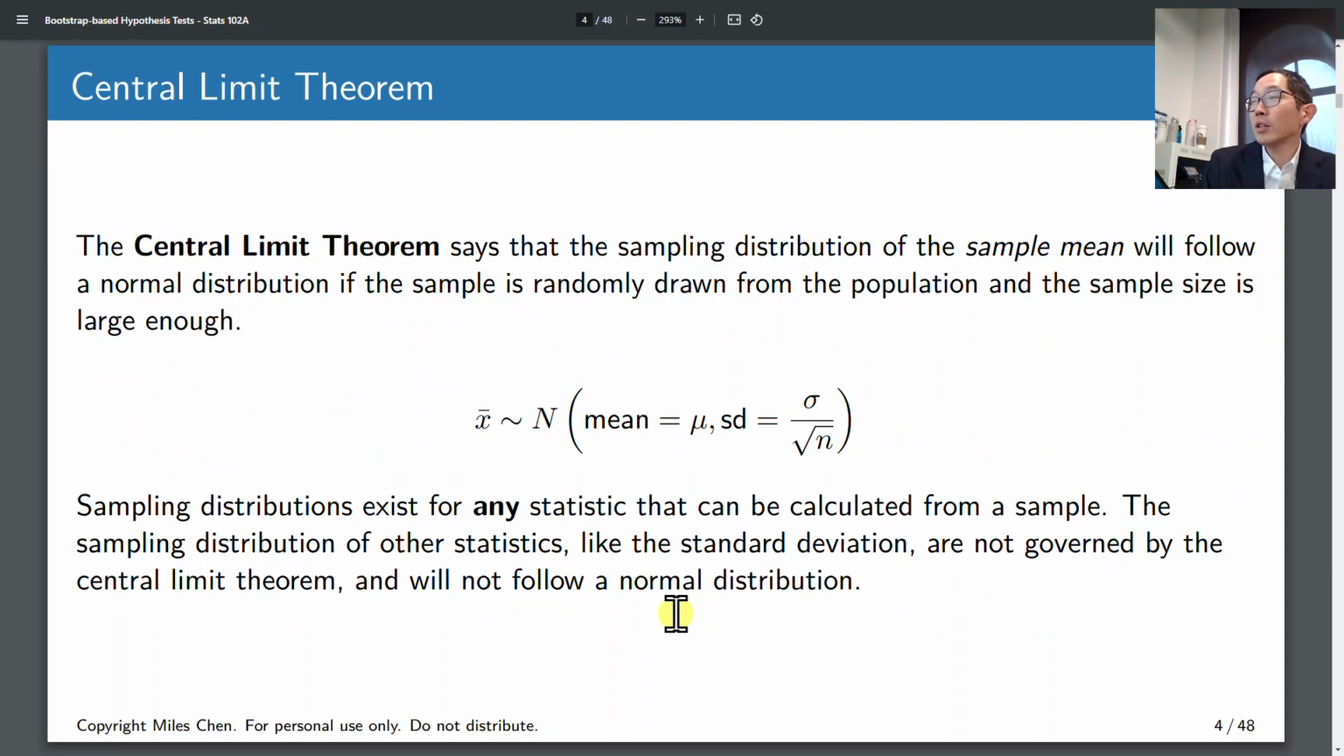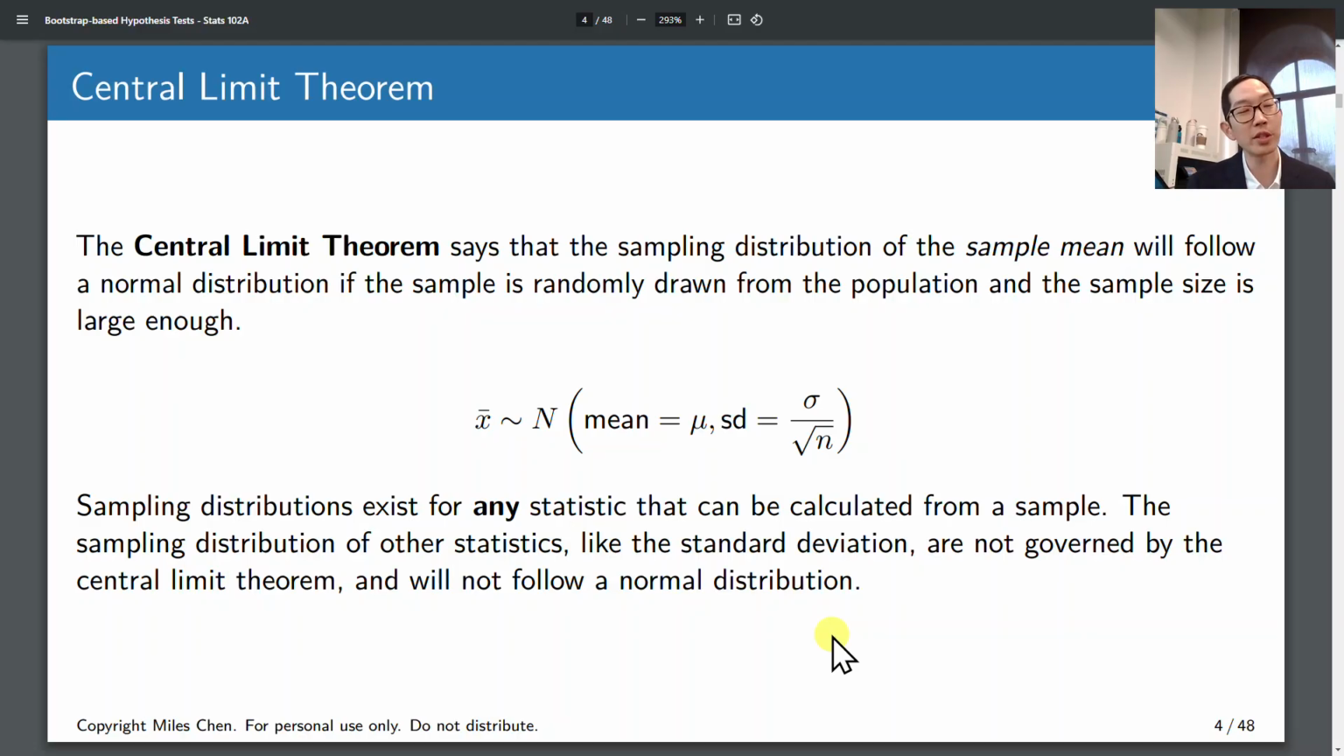A key thing that we use in all of our intro stats classes is the central limit theorem. The central limit theorem says that the sampling distribution of your sample mean is going to follow a normal distribution as long as your sample is randomly drawn and your sample size is, quote, large enough. We say our x bar comes from a normal distribution where the mean is mu, the population mean, and the standard deviation is sigma over the square root of n. That applies for the sampling distribution of the mean.